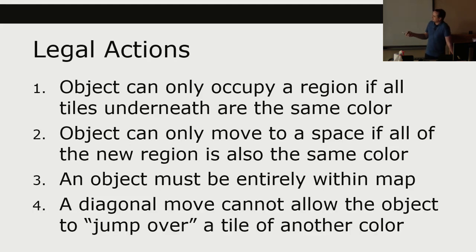And this is the biggest change, which I will talk about in depth: a diagonal move cannot allow the object to jump over a tile of another color. And I'll illustrate that in a second. But this is the action legality that is new for assignment 2. These three are because of the size difference, and this one is because of diagonal movements.